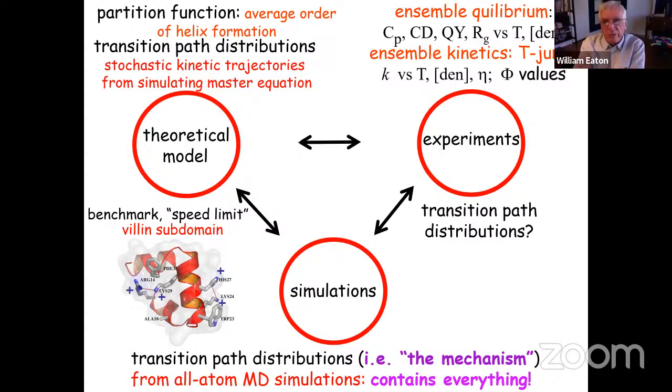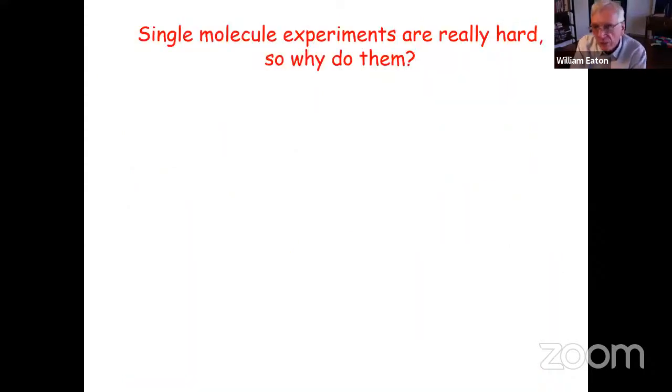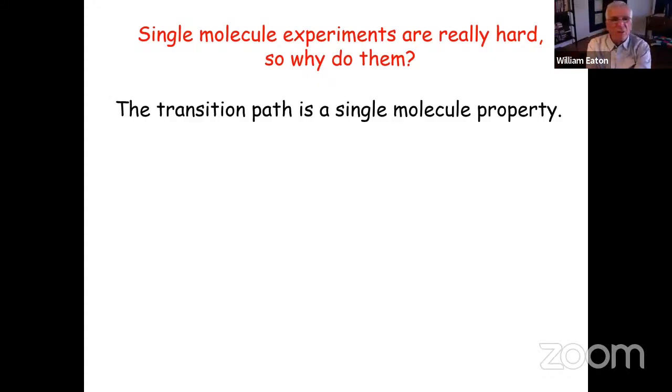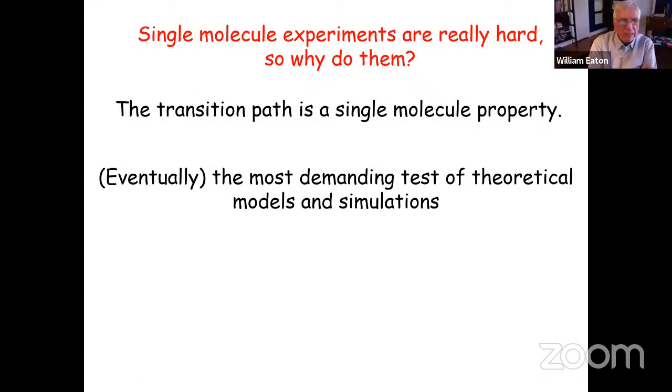The question is, what can we get from experiments? Well, as I said at the outset, it's a single molecule property, so we have to do single molecule experiments. Now, single molecule experiments, as Ben and Gilad and Hagen can tell you, can be really hard. So why do single molecule experiments? A lot of them have been criticized in the past by people who say, well, you're just doing a hard experiment where we could get the same answer from ensemble experiments, which are much easier. But that's not true if you're interested in transition paths, because they can only be determined in a single molecule experiment. And eventually, I think it's going to be absolutely the most demanding test of both theoretical models and simulations, but it's going to take a while.